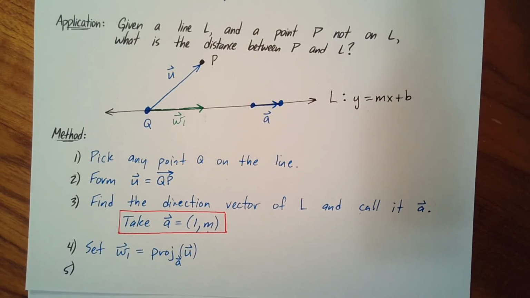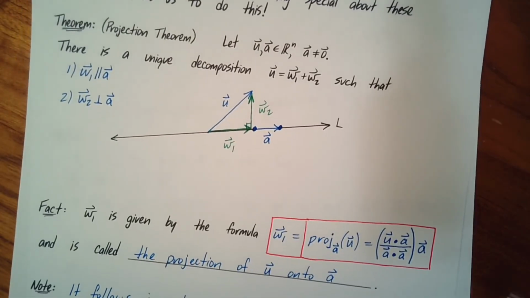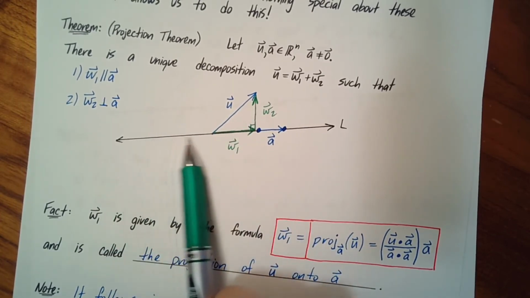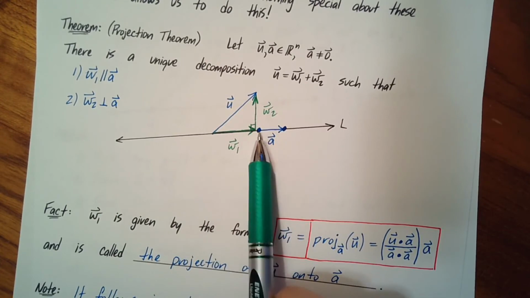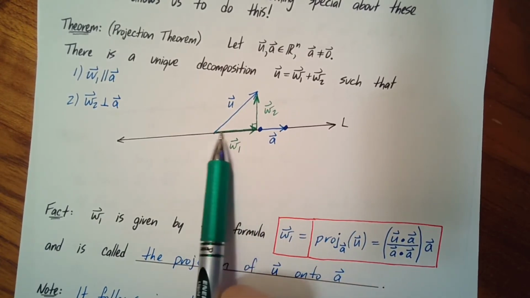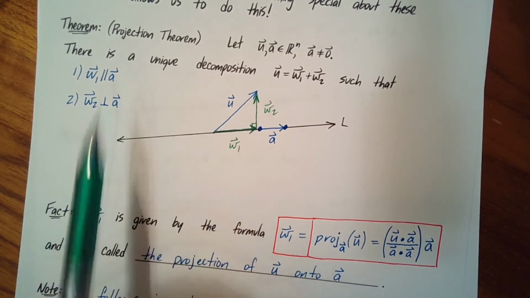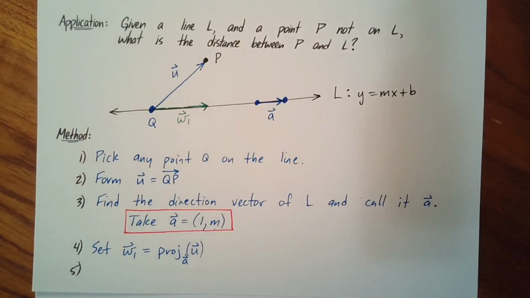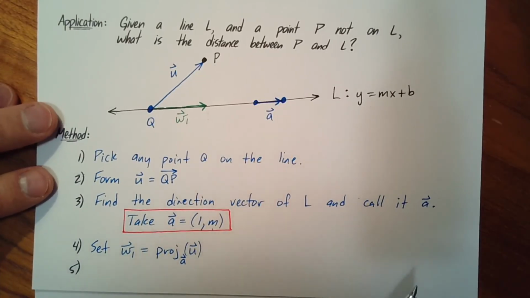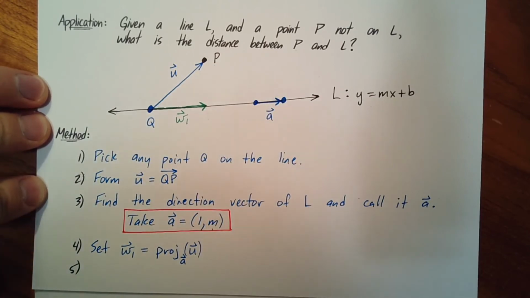If I go back to the page where we did the projection theorem, if you have a vector u, and you've got some line that goes through the initial point of the vector u with direction vector a, if you project u onto a, you're going to get this vector W1. That's what the projection theorem tells you. I'm really hoping that was on the screen when I pointed to that, because I got a bit overzealous and I wasn't even looking at my screen. But in any event, that's going to give us this W1.